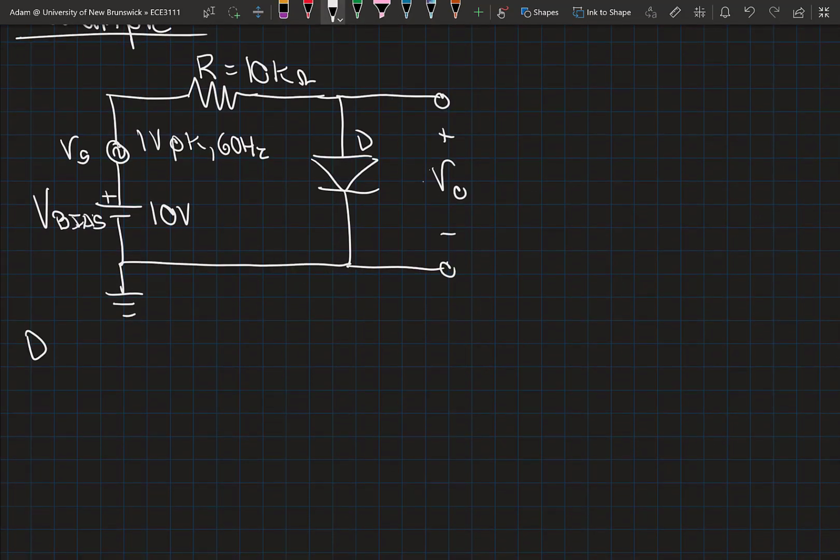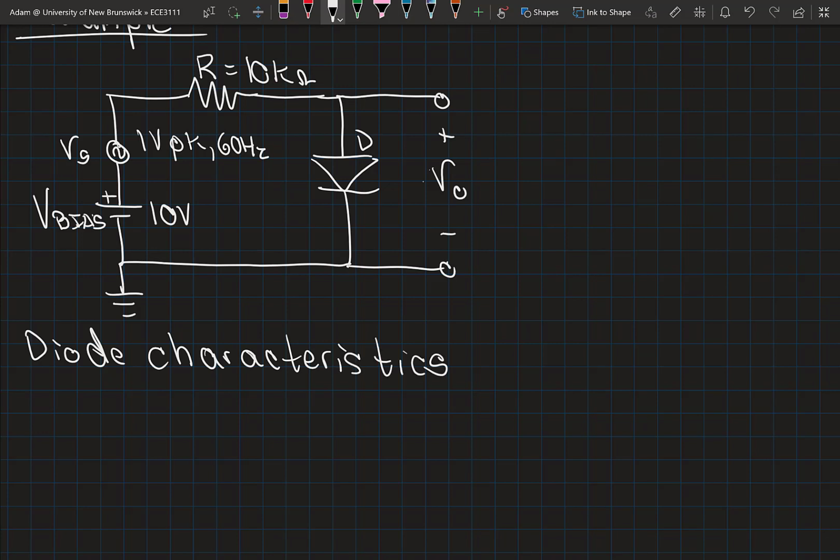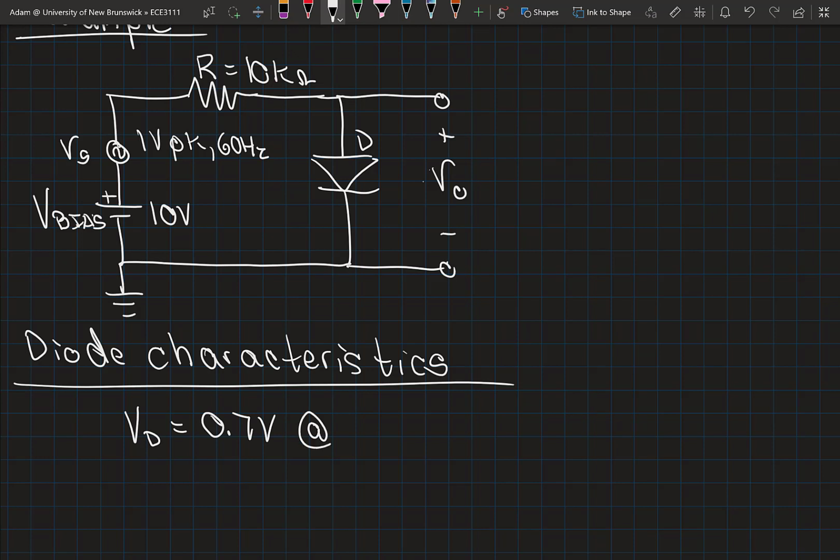Okay, so what else do we know about this diode? Well, the diode characteristic provided tells us that at a forward voltage drop of 0.7 volts, the diode has 1 milliamp of current flowing, and our ideality factor is 2.